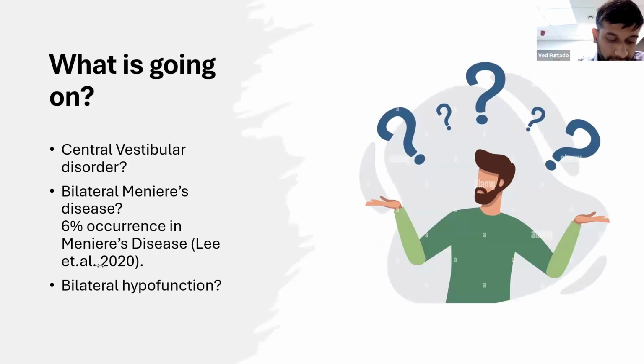Okay. So could it be a central vestibular disorder? However, imaging was clear, as mentioned on the reports, and VNG did not show anything of significance. Bilateral Meniere's disease, as you know, has been reported in some studies, as you can see here. However, it is unlikely because CVEMP was present in the left and the hearing test results were within normal limits in the left ear as well. And bilateral hyperfunction was ruled out by V-HIT testing.